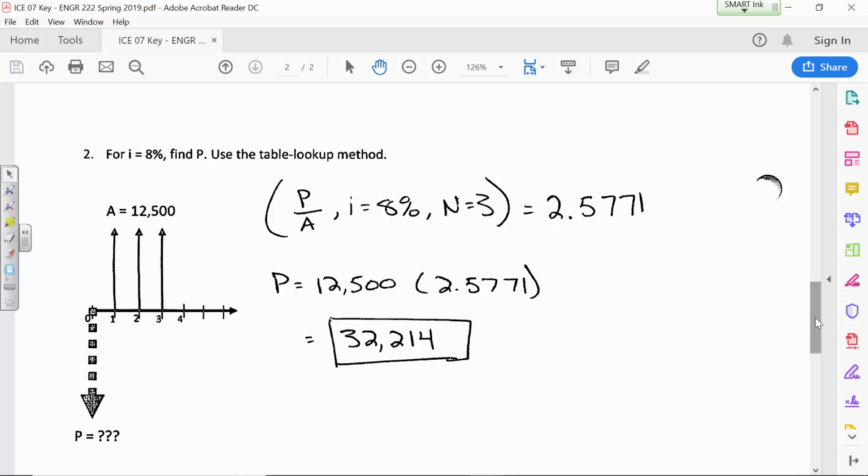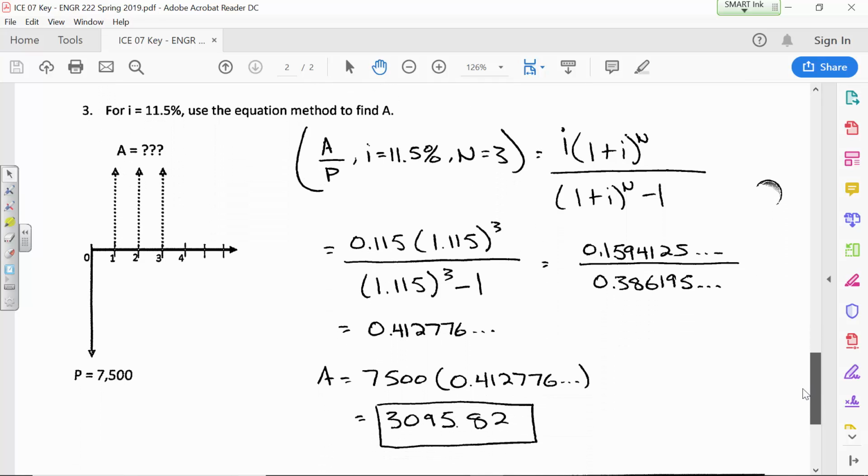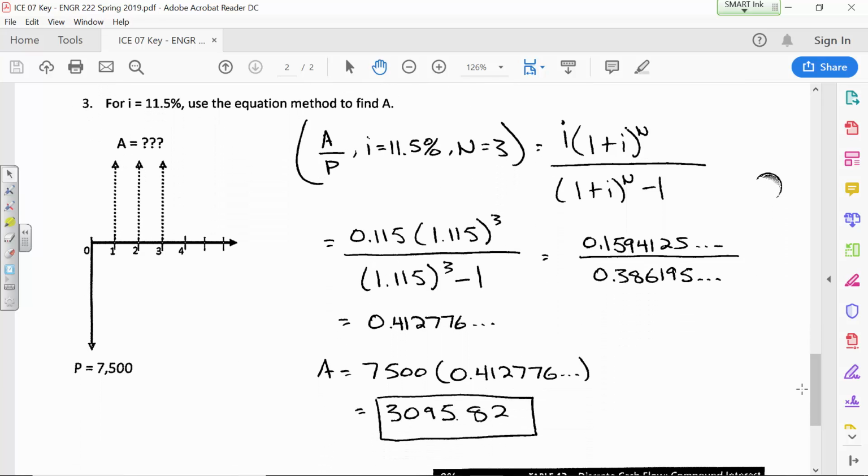All right. Let's take a look at this last one. So use the equation method. Just a few minutes ago I said that pencil lead is cheap. So show all your steps. Don't just write the formula and then write the number, because if you make a mistake, then I don't know why you made a mistake and I can't give you as much partial credit.